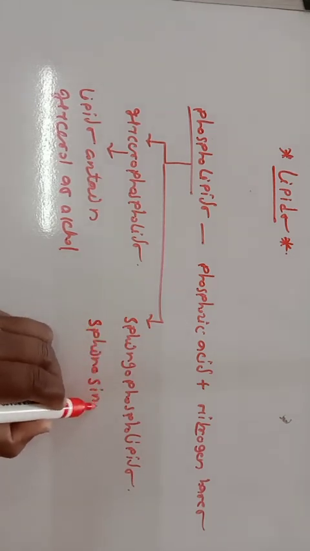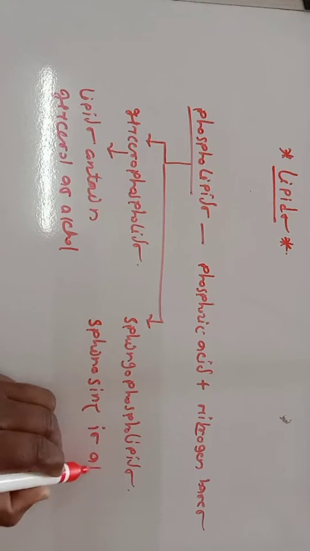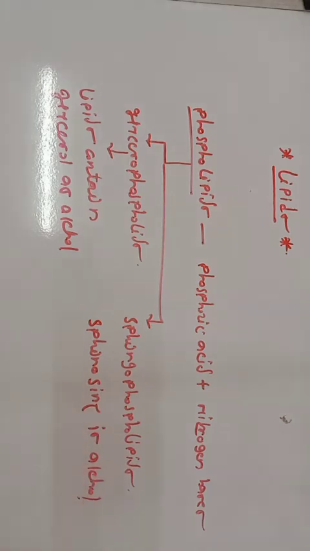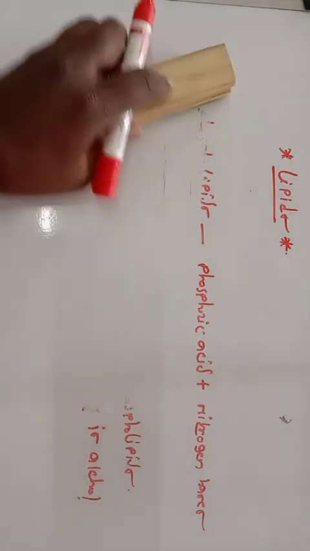So you should remember the phospholipids contain phosphoric acid and nitrogen bases. They are again classified into two types. One is glycerophospholipids and second is sphingophospholipids. The glycerophospholipids contain glycerol as an alcohol, and the sphingophospholipids contain sphingosine as an alcohol. Again, the second one is the glycolipids. So these are the types of complex lipids.